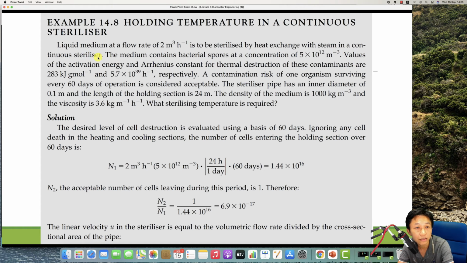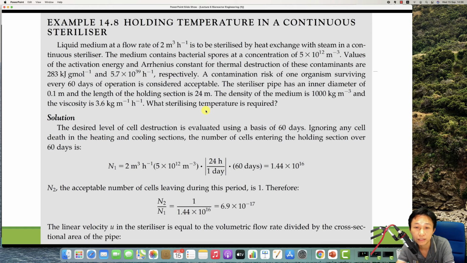and sterilizer, the medium. This is what we want to eliminate: the spore concentration of this one. Here is the value for this, the Arrhenius constant, and then this is the activation energy. Contamination must not survive over a 60 day operation. We need to clean everything inside the system. The media density is nearly the same as water, and then this is the viscosity as well.